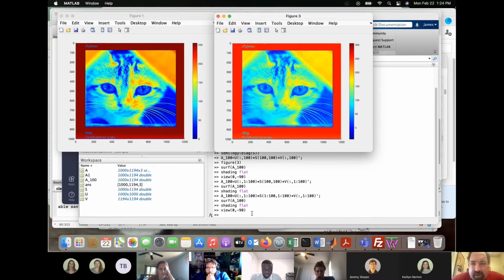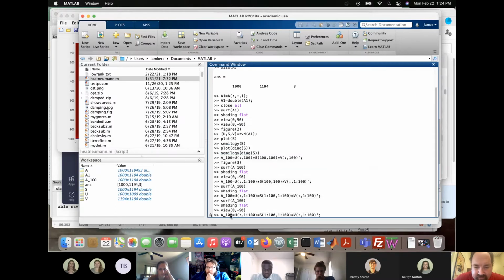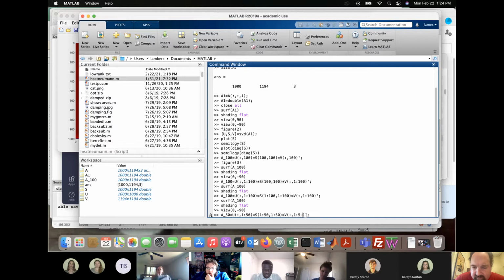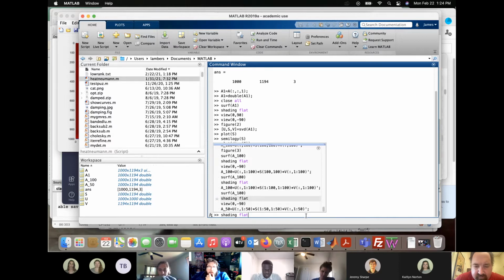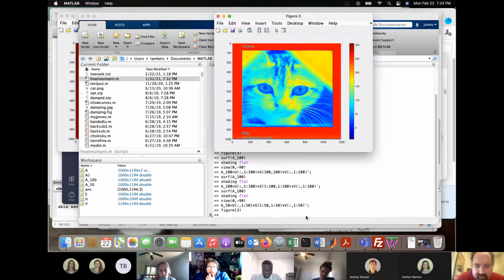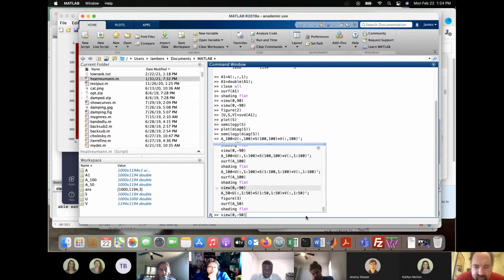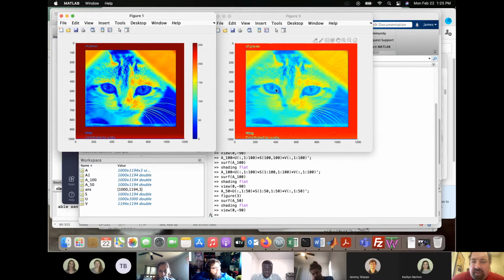What if I got more ambitious and tried rank 50? I'll try actually doing it right this time. Dang it. It's getting blurrier. It's starting to lose quite a bit of detail. So maybe rank 50 isn't such a good idea.